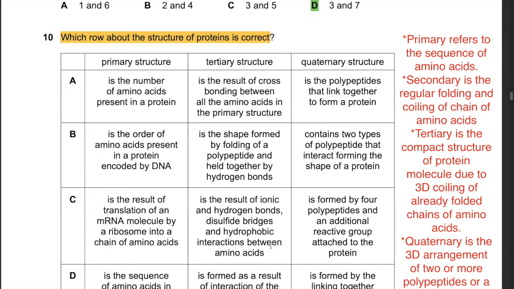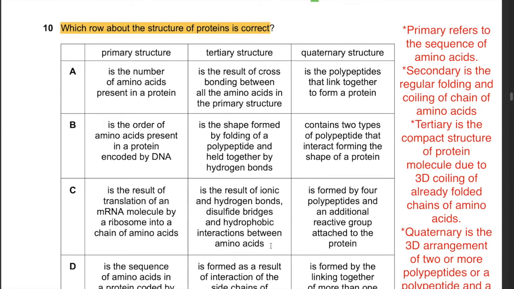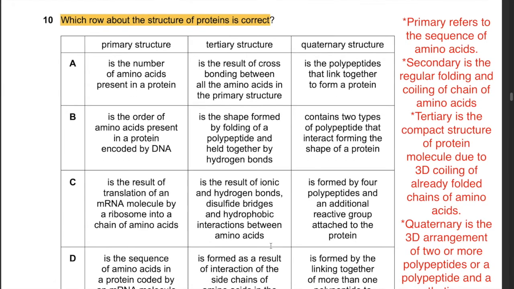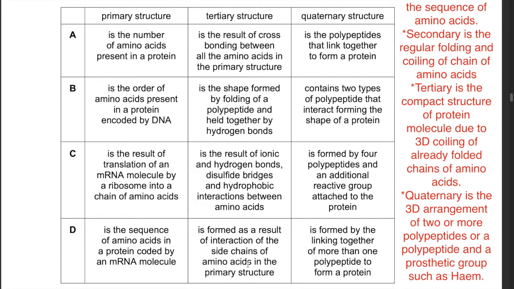Question 10. Which row about the structure of proteins is correct? As you can see on the side, I have mentioned the terms primary, secondary and tertiary, as well as quaternary structures and their meanings. So primary structure refers to the sequence of amino acids. Therefore, the best option over here is option D.